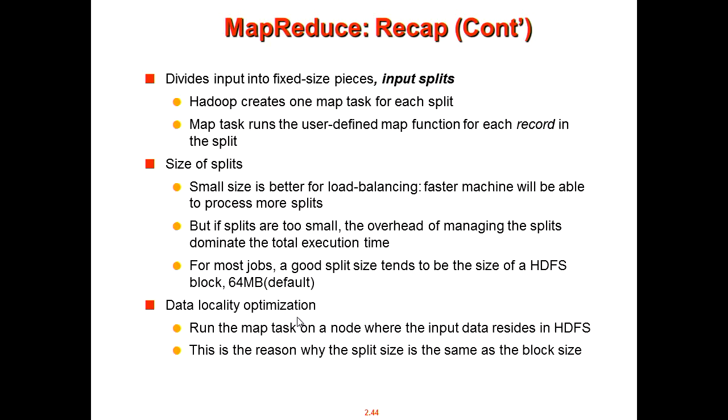Here is another optimization, locality optimization in MapReduce. Because it's difficult to move data to computation, in MapReduce it moves computation to data. So the map task is run where the data resides. For example, on this computer we have some data chunks, some input split, and a map task will be run on this computer for this input split, instead of moving the data from this computer to another one for processing. This is also why the split size is the same as the block size.